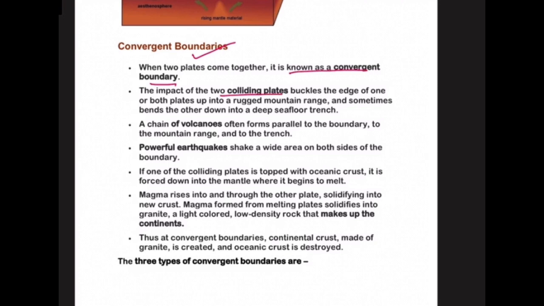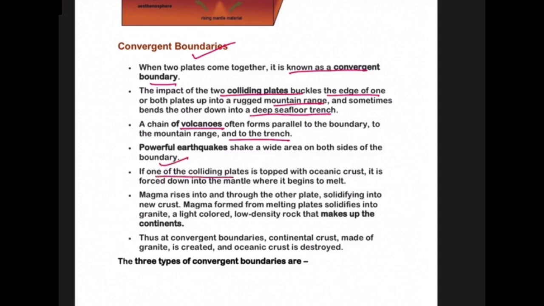The impact of two colliding plates buckles the edge of one or both plates up into a rugged mountain range and sometimes bends the other down into a deep seafloor trench. A chain of volcanoes often forms parallel to the boundary, to the mountain range and to the trench. Powerful earthquakes shake a wide area on both sides of the boundary.